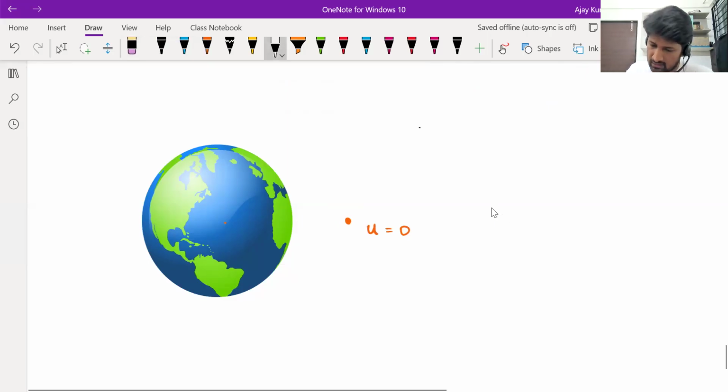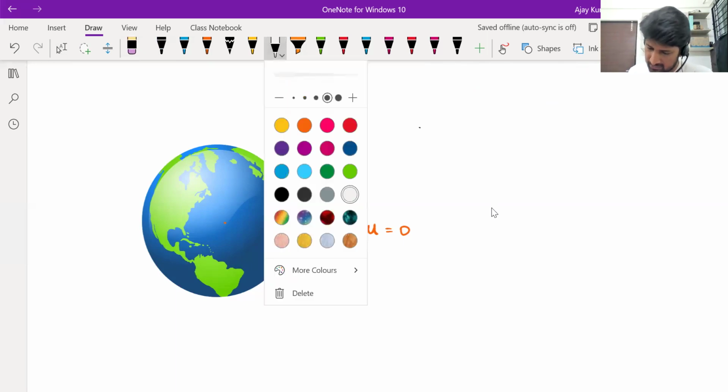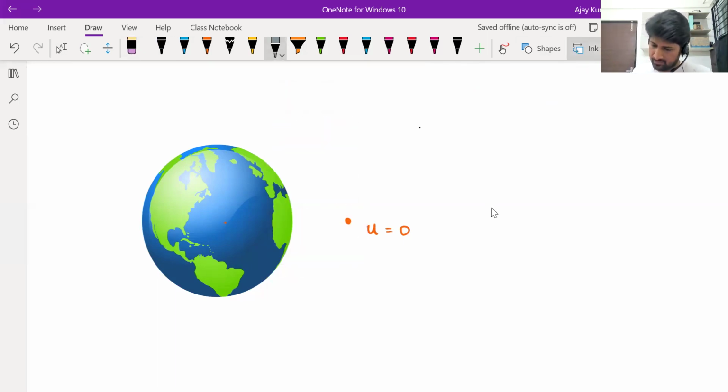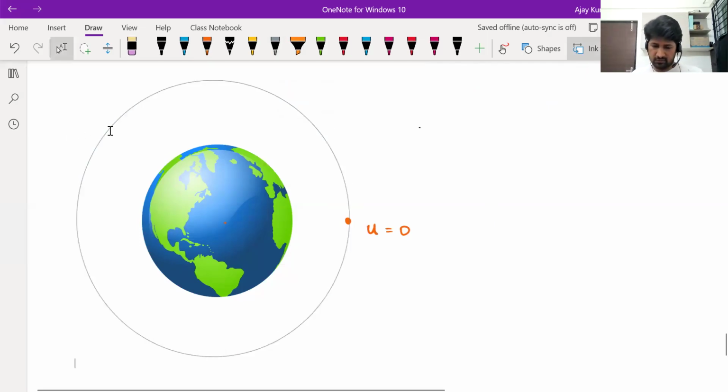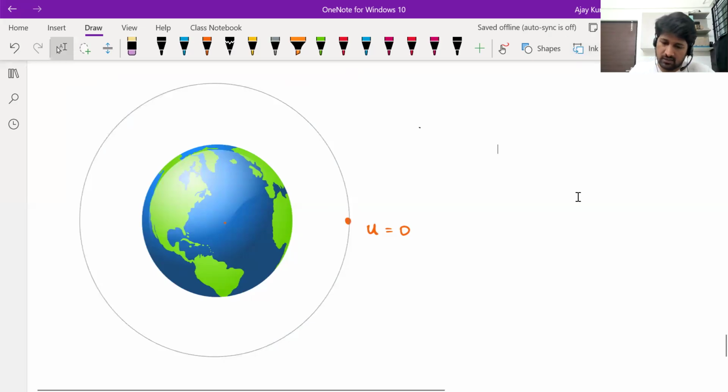let's consider a tangential path around the planet. Just an imaginary path, okay? I'm not saying the object actually moves along that path. Imagine a circle like this around the planet. What if you give this object some velocity tangential to this circle? Okay, let's say you give it some velocity like this.